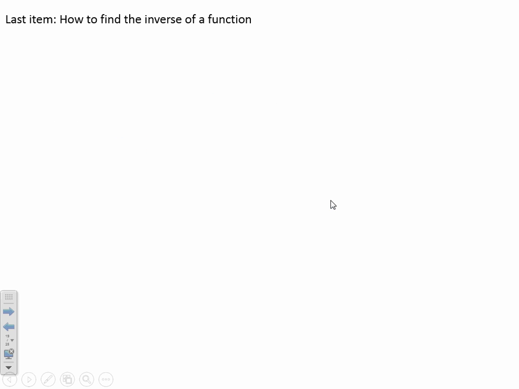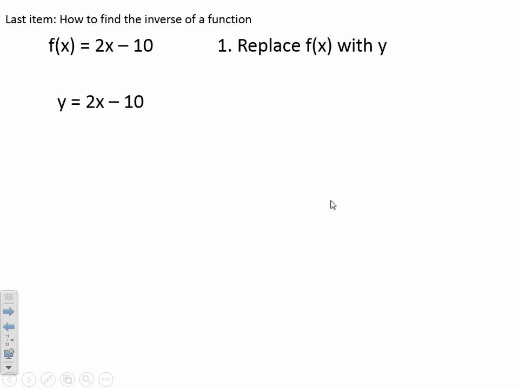Okay, last item, how to find an inverse. What if I have a function and I want to find its inverse? All right, here's an example. f of x equals 2x minus 10. First step, replace f of x with y. Rewrite your function as y equals 2x minus 10.